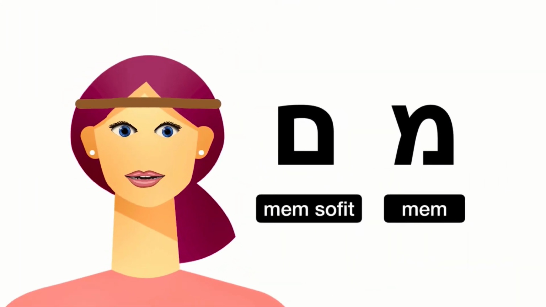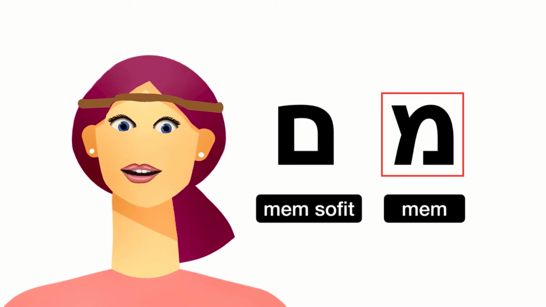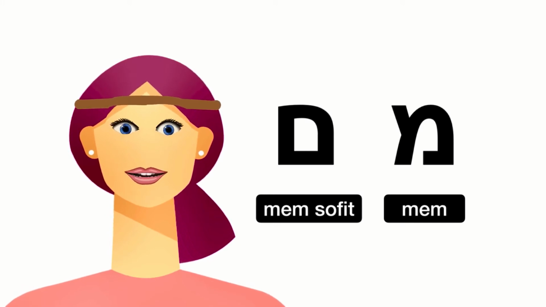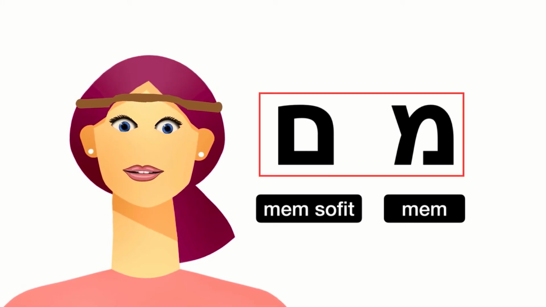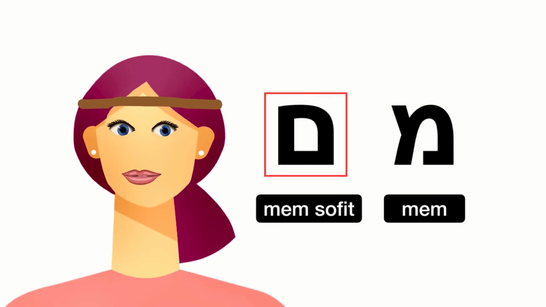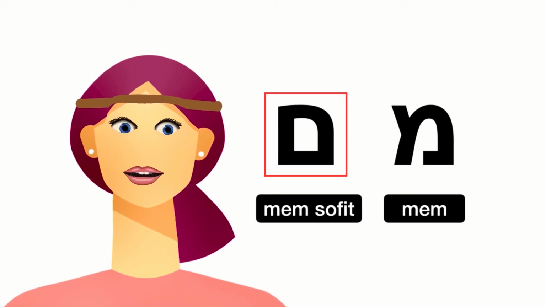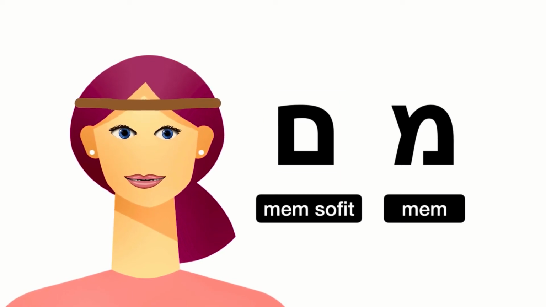Now, let's see the letter mem. Mem has the M sound. And, as you can see, mem has a sofit form, so, when mem is the last letter in a word, we write its end form, mem sofit.